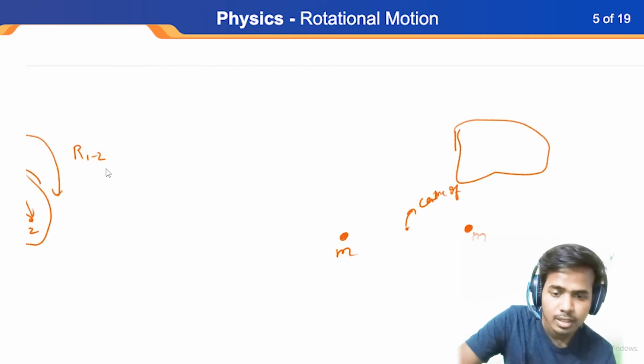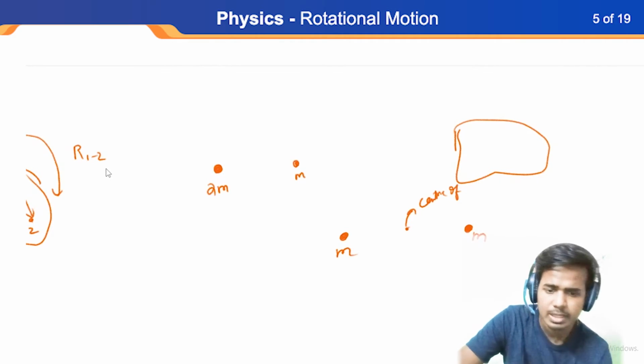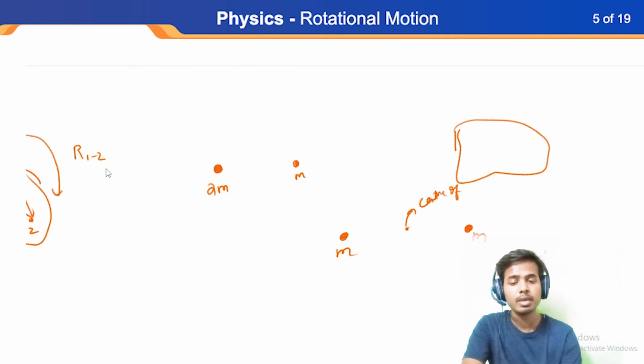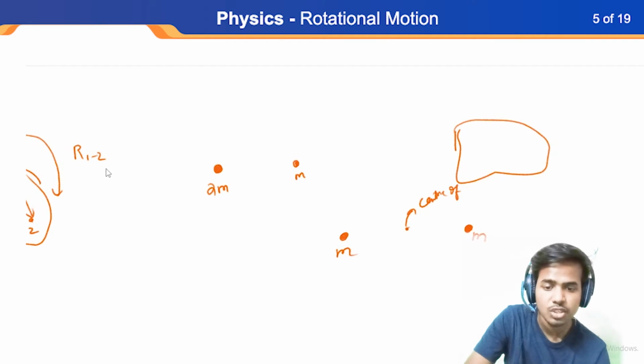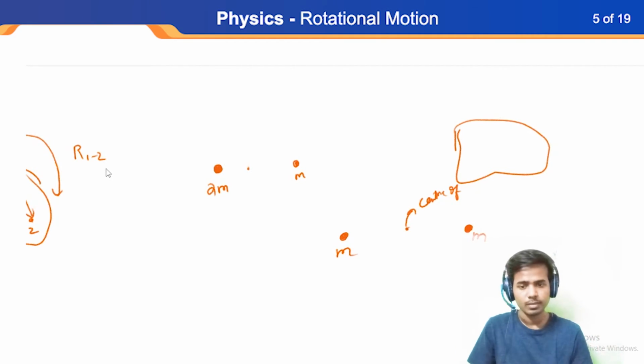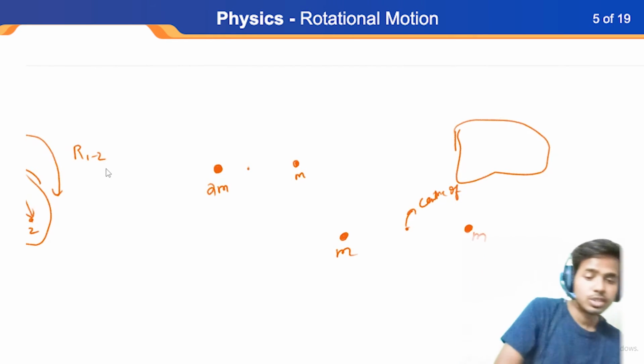But what if it has 2m mass and this one has a small m mass? Should it be exactly at the same middle point? Of course not, because a heavier mass is on this side. The center of mass should also lie at a point which is closer to the heavier mass.